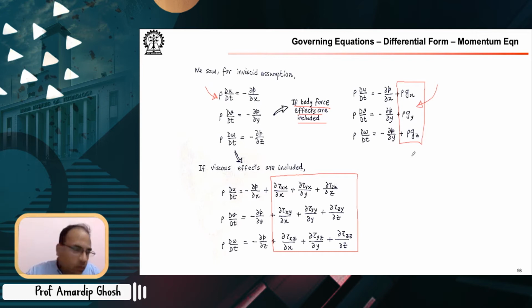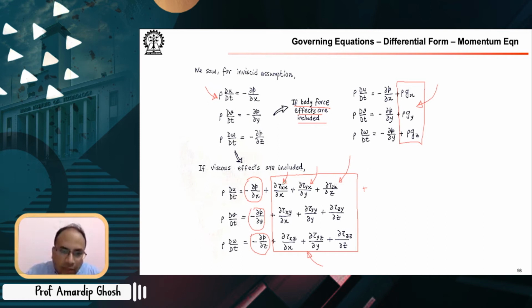Now, when we include the forces due to viscosity, you see that we have these extra terms. And of course, here again, we have dropped the body force terms. So if you want to include them, then you can bring these back here. So this is due to pressure, the thermodynamic pressure effect. This is due to the viscous force effect. And here you see that we have tau xx, tau yx, tau zx. So normal stresses are there and tangential stresses, or shear stresses, are there.